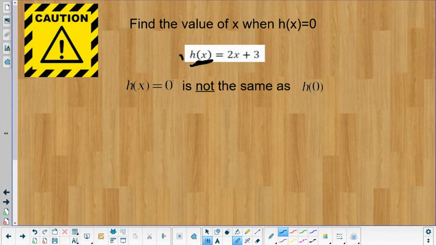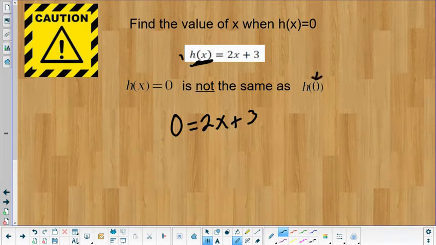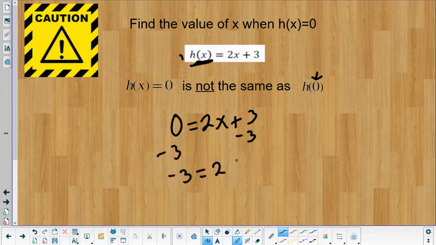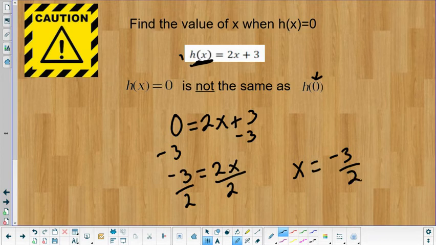So that means I have to substitute 0 in for this side of the equation. So I would have 0 equals 2x plus 3, and I would be solving for x. It is not being substituted in for here. The only time you would substitute in for both x's is if it looks like this. So this one, if I solve for x, I would subtract 3 from both sides. And if I divide both sides by 2, I get x equals -3/2.